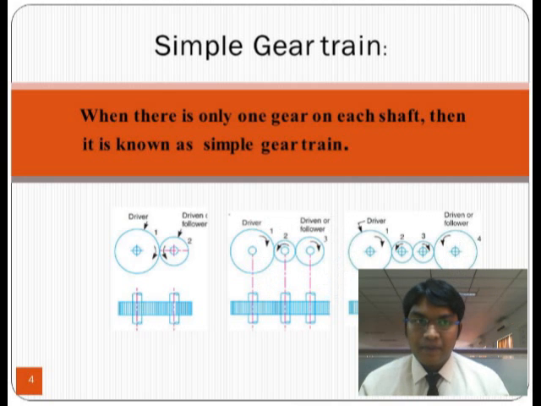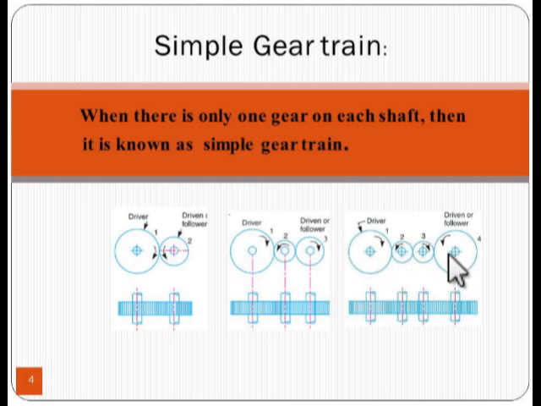Next comes the third example here, where you can see a driver, a second gear, two intermediate gears and a follower gear. In this case, the first gear rotates clockwise, then the motion is transferred to anti-clockwise, then to clockwise again, and then to anti-clockwise again.